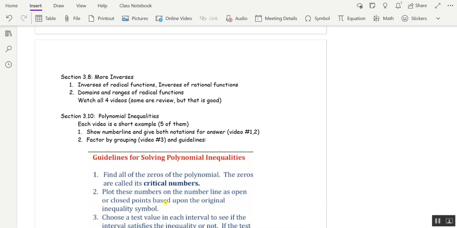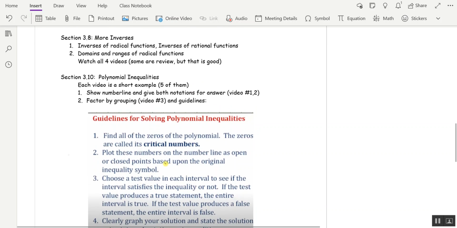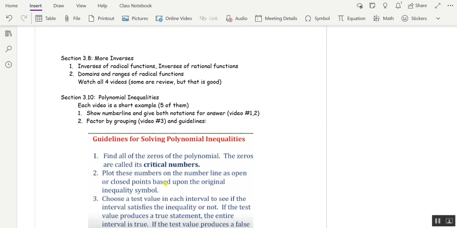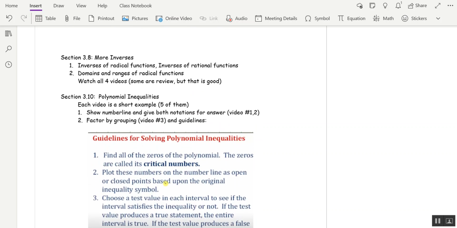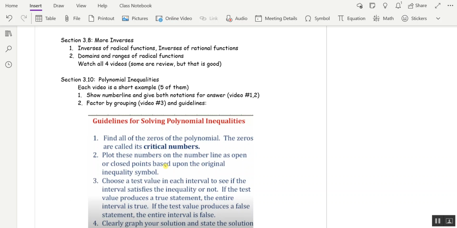And then 3-10 and 3-11, those are going to be the longest sections. Polynomial inequalities. Spend some time watching all of these videos. If you can understand polynomial inequalities, then section 3-11 will be easier, which is rational inequalities. So you want to be able to show your number line for an inequality and give your answer in both notations. Now, I'm going to want on tests to see your number line and see your work.